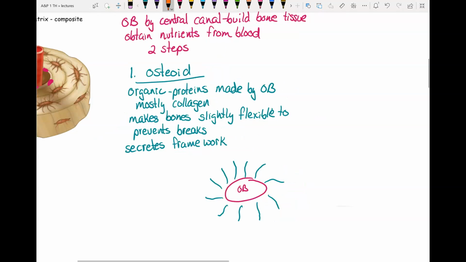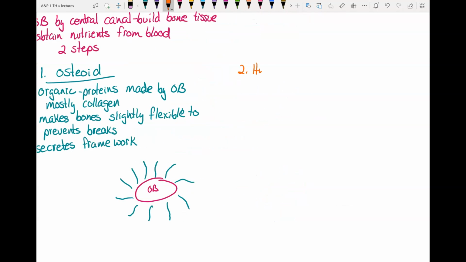Then next is the hydroxyapatite. This is the inorganic part of bone. So inorganic is anything that is not made by a living cell and it's not a protein, carbohydrate, lipid, or nucleic acid. So it's pretty much everything else. And in this case, it's going to be calcium and phosphorus. So calcium and phosphorus are in rocks and soil. And then plants take them up with their roots, then they're in the plants. Animals eat the plants, then they're in the animal. And then when the animal dies and decomposes, they go back to being in the soil. So that's what an inorganic molecule is.